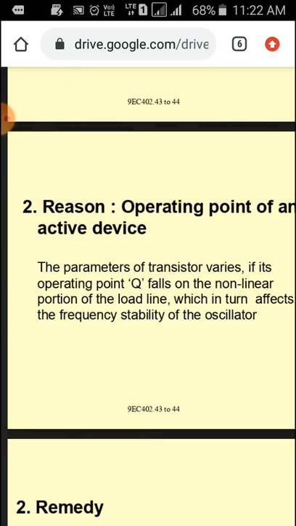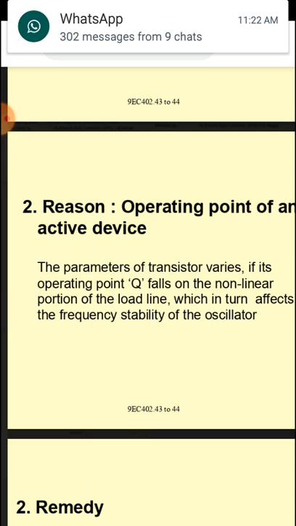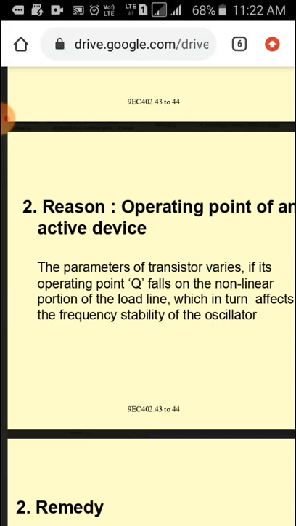So what should we do? If we use a crystal oscillator, that crystal oscillator will not be affected by temperature, hence we get stability.